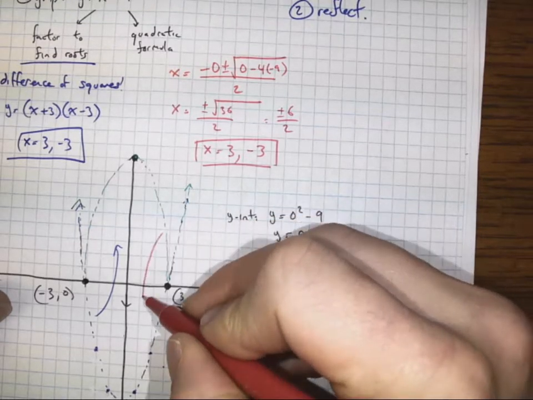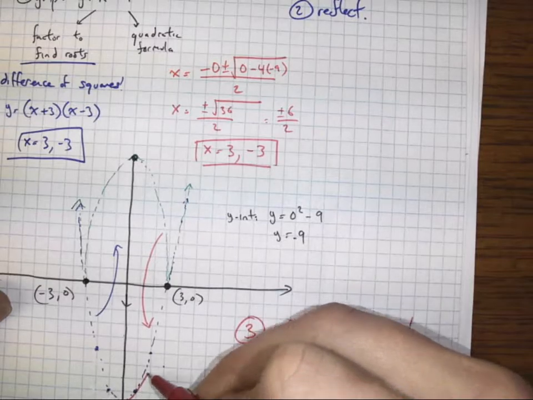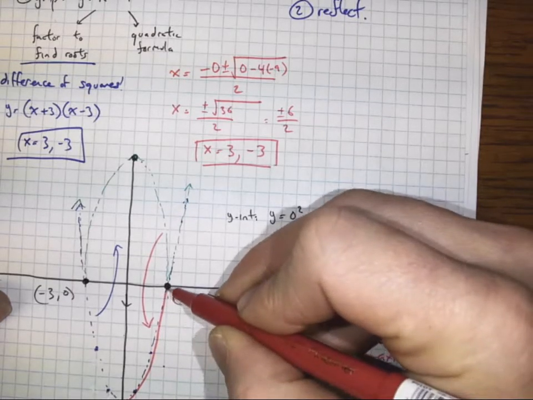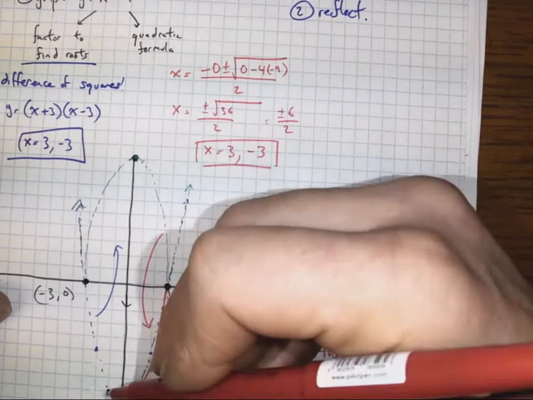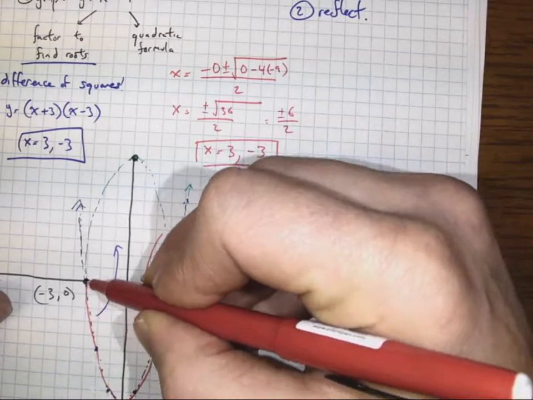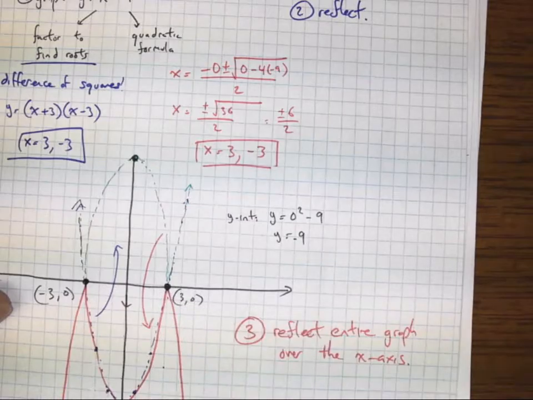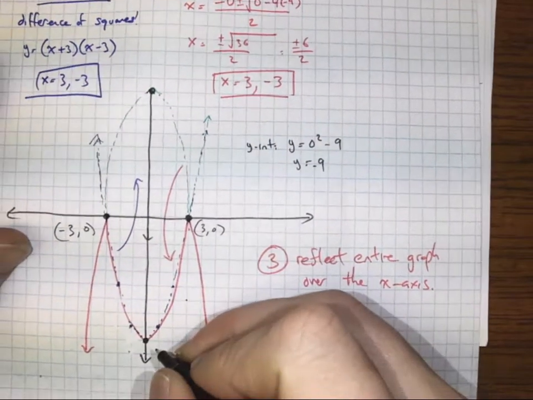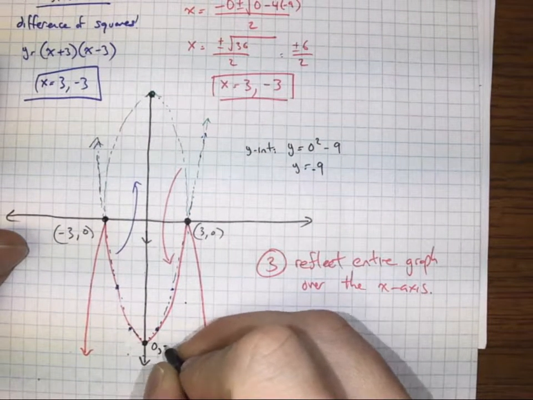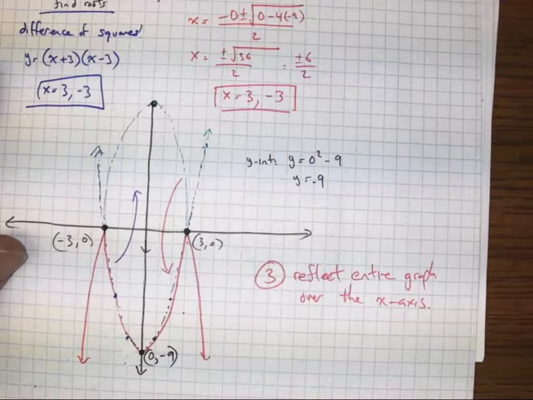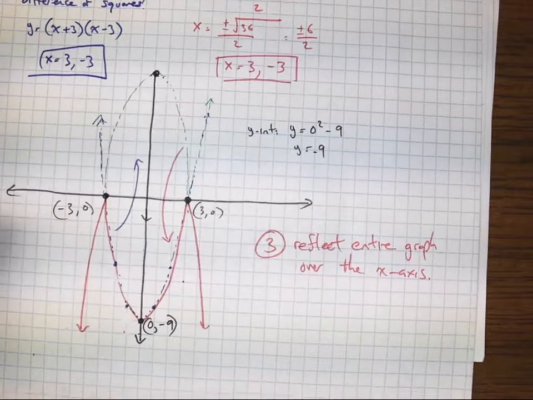And then we look something like this. And like that. Now, those x-intercepts stay the same, but the y-intercept we're going to list is at (0, -9).